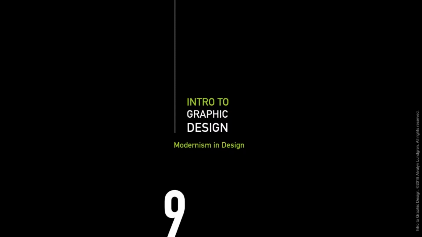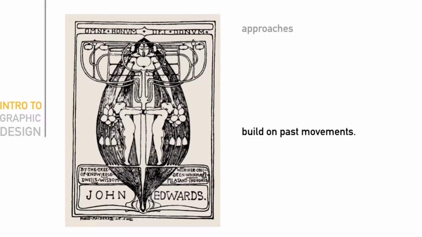This is Introduction to Graphic Design, and in session 9 here we're going to be talking about modernism and the approach that modernism takes in solving design problems both visually and practically. I'm Alvalyn Lundgren. So in this episode we're going to take a look back into recent history, starting with the end of the Industrial Revolution and moving forward through the modern era. And in our next episode, we'll address postmodernism. And both of those approaches to design are viable today.